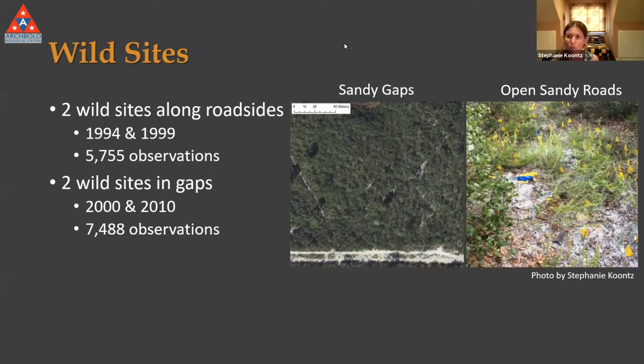So I'm going to talk a little bit about the wild sites first. We've collected demographic data at wild populations at Flamingo Villas since 1994, and 1999 is when we started some of our long-term transects. As you can see, we have over 5,700 observations of individual plants. We monitor these in roadsides and also in open sandy gaps. I did an aerial so you could see what we're working with. On the left photo, you can see the little bits of white, and those are our very small gaps where many of these endemics occur. We also have sandy roads that are maintained to be open as fire lane access for land management purposes.